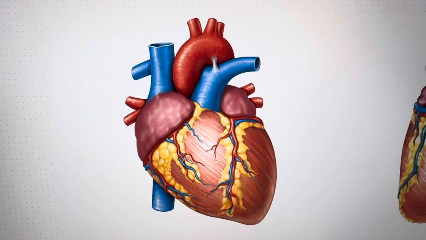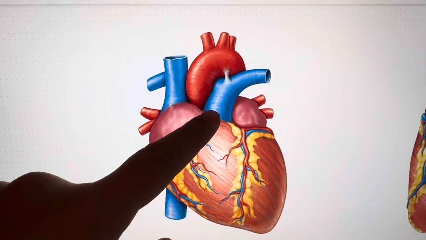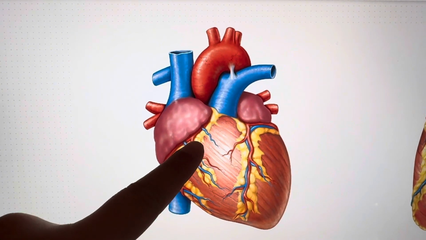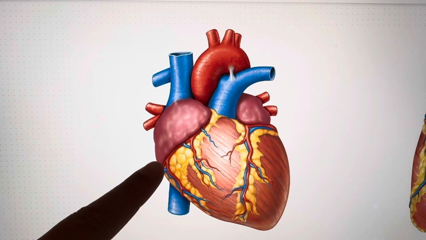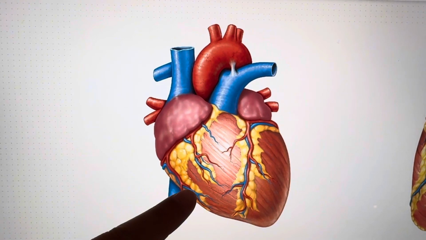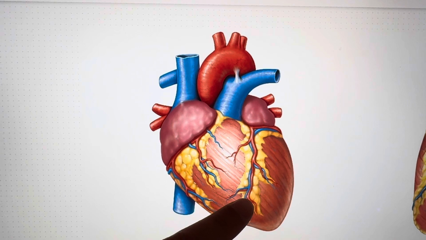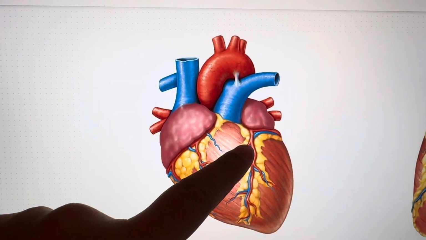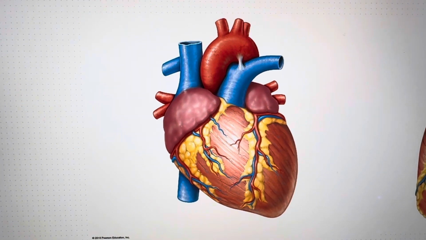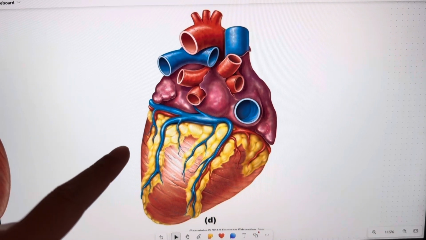Now let's look at the actual heart. So the arteries are the red. This one is the left coronary artery, and this one is the right coronary artery. The one that goes down is the right marginal artery, the very long one. This one goes down, and that is the left descending artery, and the one that goes around is the left circumflex artery. Now this one is the posterior side of the heart.